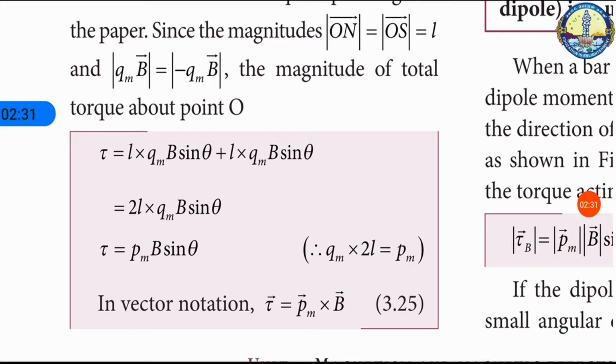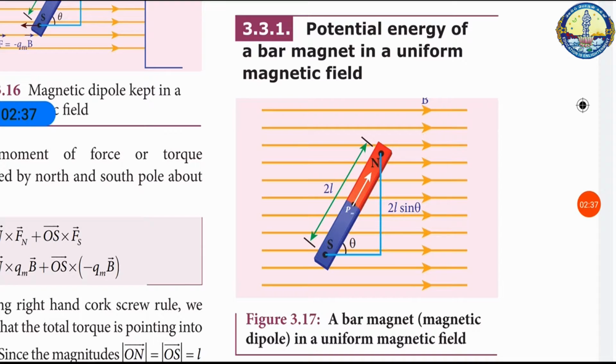Potential energy of a bar magnet in a uniform magnetic field. Here also the same condition: the bar magnet is placed in a uniform magnetic field, the length of the bar magnet is 2L, and the force exerted by the north pole and the south pole is Fn. We know the torque value is equal to Pm B sin theta. If the dipole is rotated through a very small angular displacement, that is d theta, against the torque at constant angular velocity, then the work done by the external torque for this small angular displacement is given by.